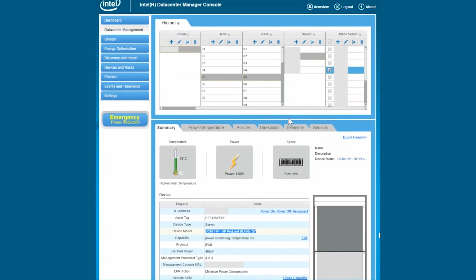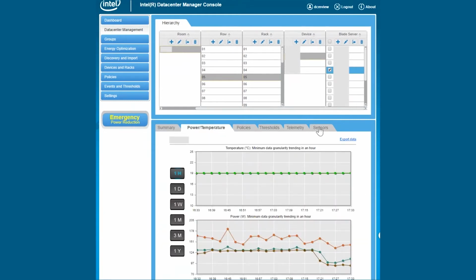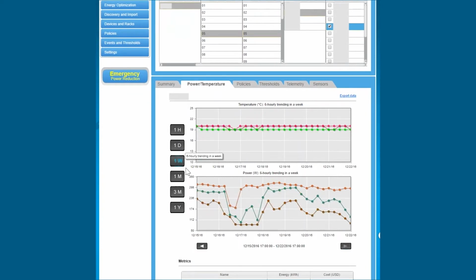Now, for every point of data we have, we can trend this data. So now we're looking at a weekly worth of data collected by this specific device. And you can see that here down at the bottom, we have a weekly trend of the power consumption of the device. Here at the top, we have a weekly trend of the temperature the device is sensing in the front panel. Intel DCM is actually configured now to collect the data every couple of minutes from the servers.